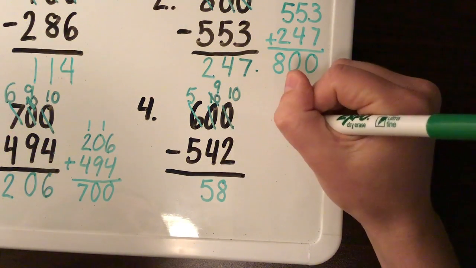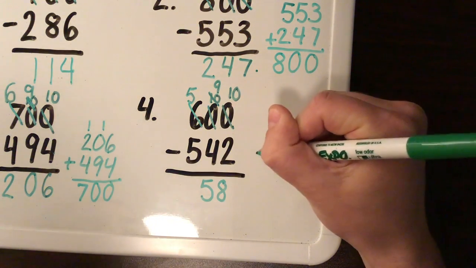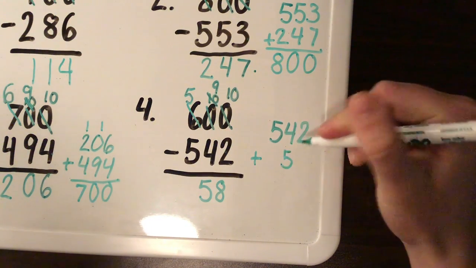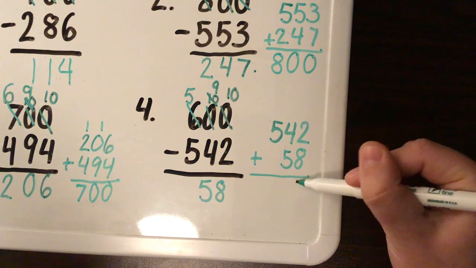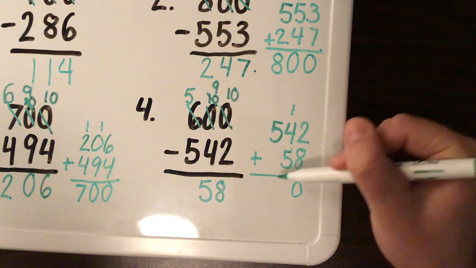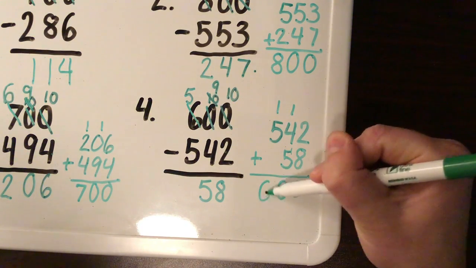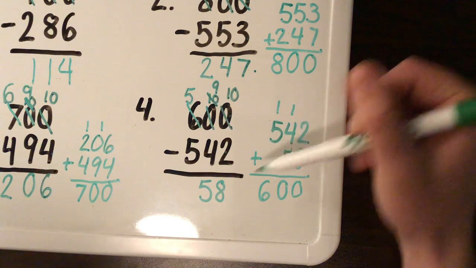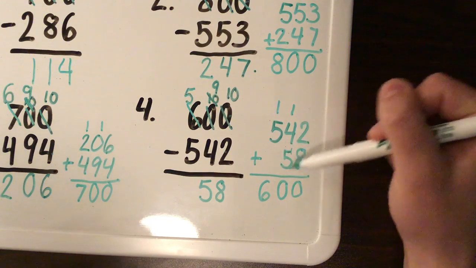Okay, I'm taking 542. That's this number, and then adding 58. 2 plus 8 gives me a 10. 4 plus 5 gives me 9, plus another 1 gives me 10 again. And then 1 plus 5 gives me 6. So my answer is 600. Yes, that's the same as this number, so that means that 58 is correct. I did the opposite operation here to check my work.